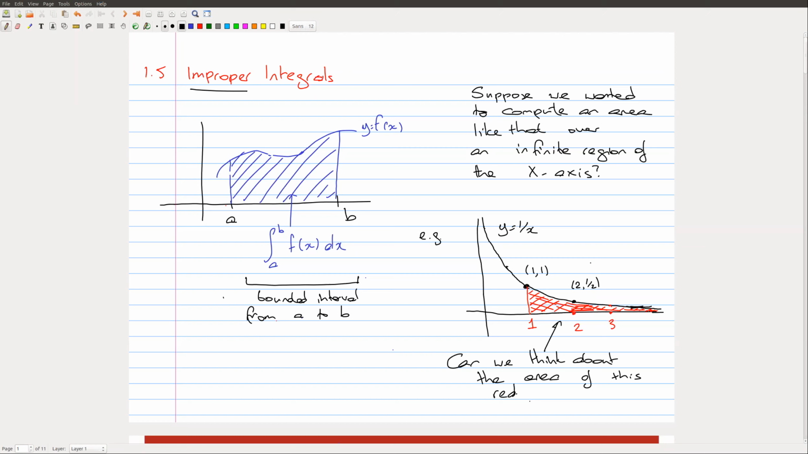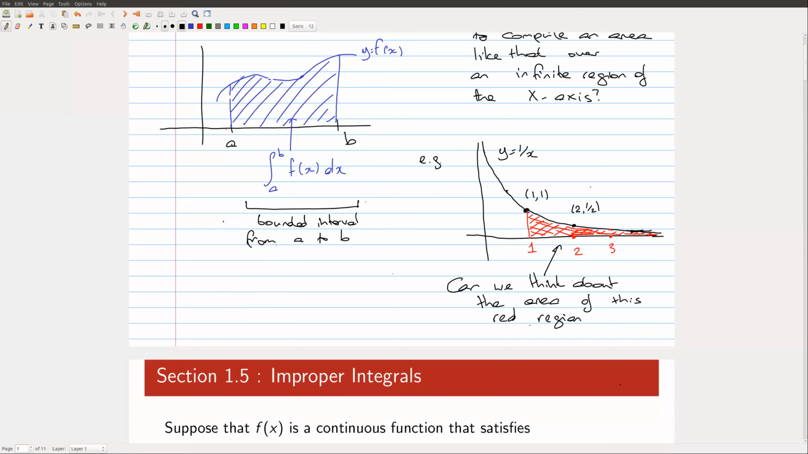So it would be the area enclosed between the graph y equals 1 over x and the x-axis to the right of x equals 1. So it looks like an ordinary definite integral. And we would write it as, it's an example of what they call an improper integral. You'd write it as the integral from 1 to infinity of 1 over x dx.